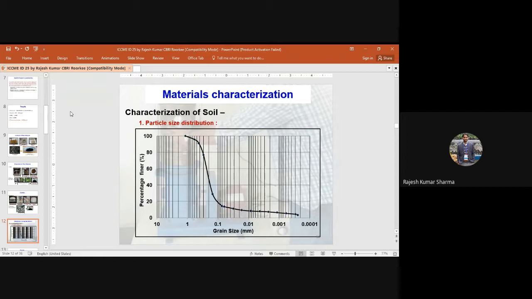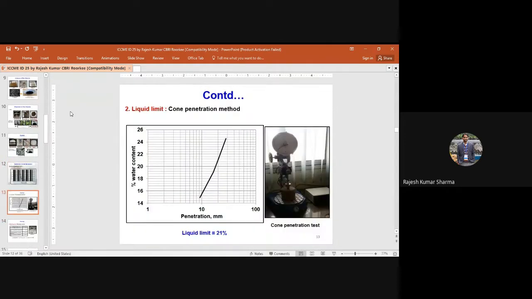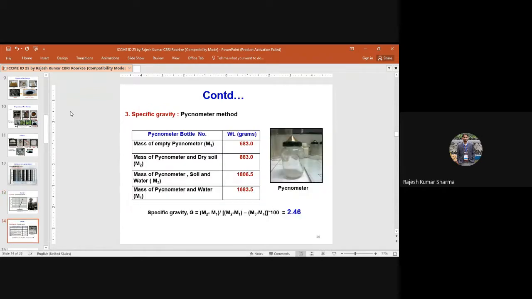Followed by material characterization. Characterization of soil was done. Liquid limit was determined as per IS 2115, that is the IS code for mud fuska composite. The plasticity index should be in between 10 to 15 percent. So liquid limit and plastic limit we have determined.